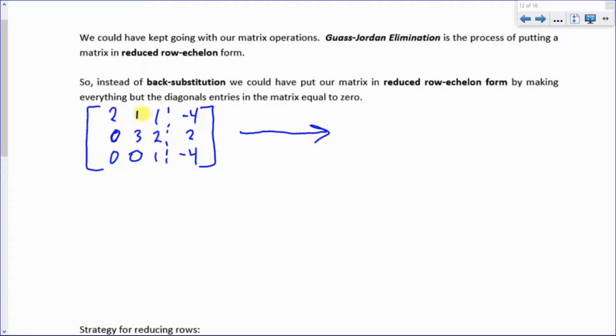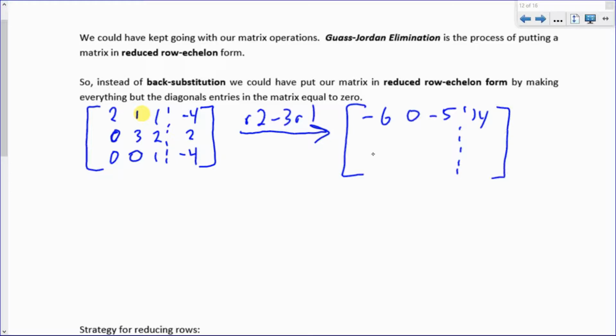So I'm going to start with the 1. In order to eliminate the 1, I can take row 2 and subtract 3 times row 1. And I will get -6, 0, -5, and 14. And then 0, 3, -2, 2.